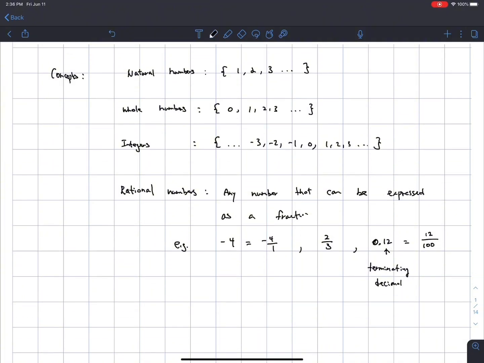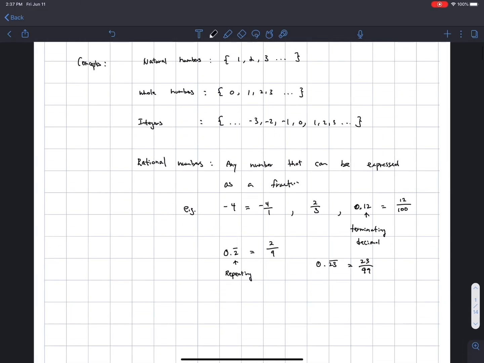Any repeating decimals? There is a trick to put it as a fraction. You just put it over 9. So this will still be 2 for the numerator, and the denominator will just be 9. Because there's only one repeating decimal, that's why there's only one 9. If there are 2 repeating decimals, like 0.23 repeating, then we just need to put it over two 9s. Okay, so those are all the numbers that can be expressed as a fraction.